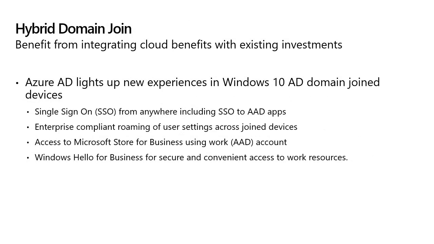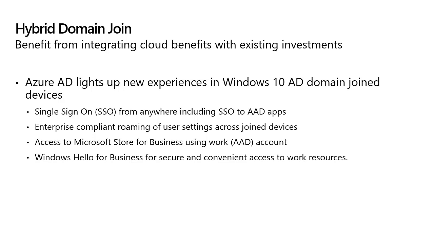So as we start taking a look at hybrid domain join, some of the important things here are that we can start lighting up new experiences in Windows 10 Active Directory domain joined devices. We can start getting single sign-on from anywhere. We can get enterprise compliant roaming of user settings across joined devices. And if that's something that you're interested in, take a look at the Azure Active Directory module that preceded this one, which is the Cloud Identity, where I showed where you enable that functionality.